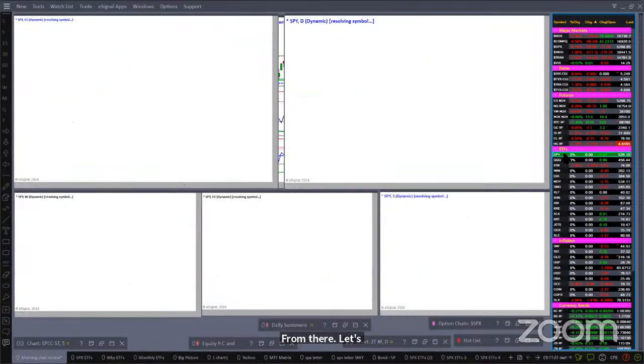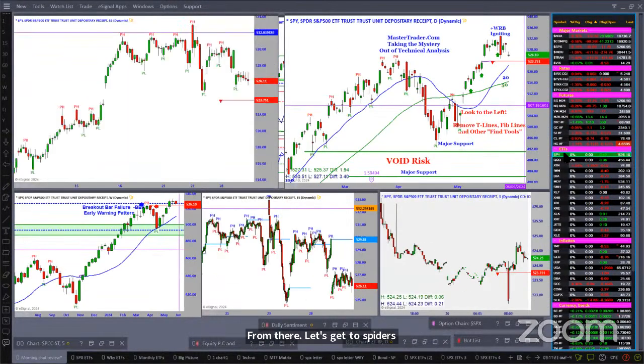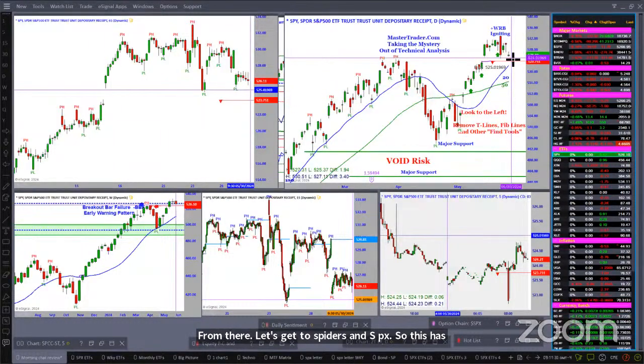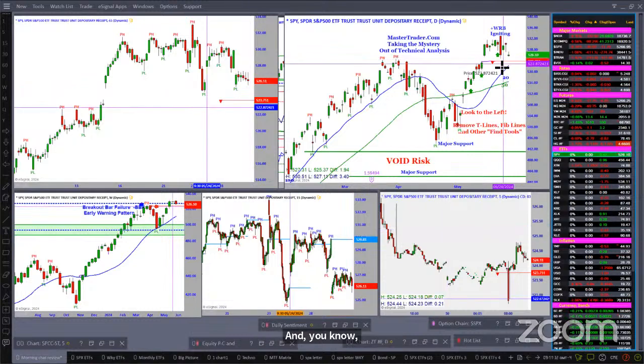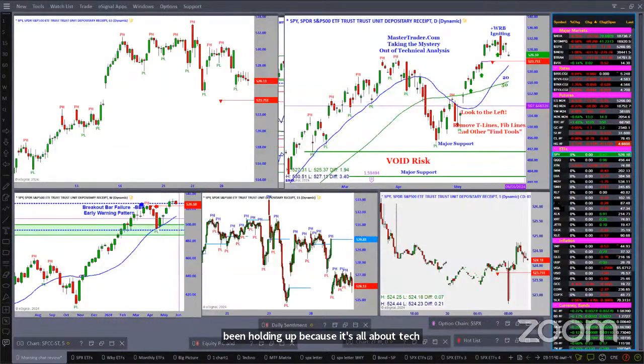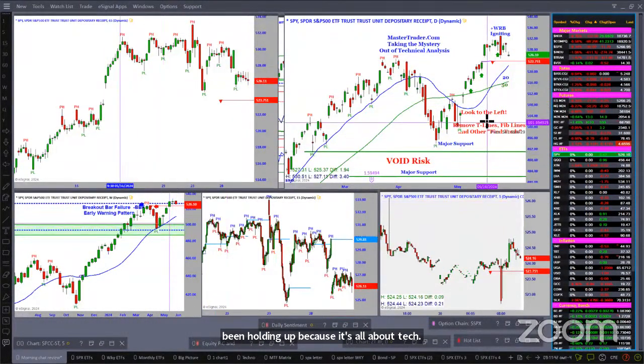Let's get to Spiders and SPX. So this has been showing relative strength. And clearly, if you split this up into value and growth, value's been getting smashed and growth has been holding up because it's all about tech. So with that, we're going to take a look at tech and semiconductors.